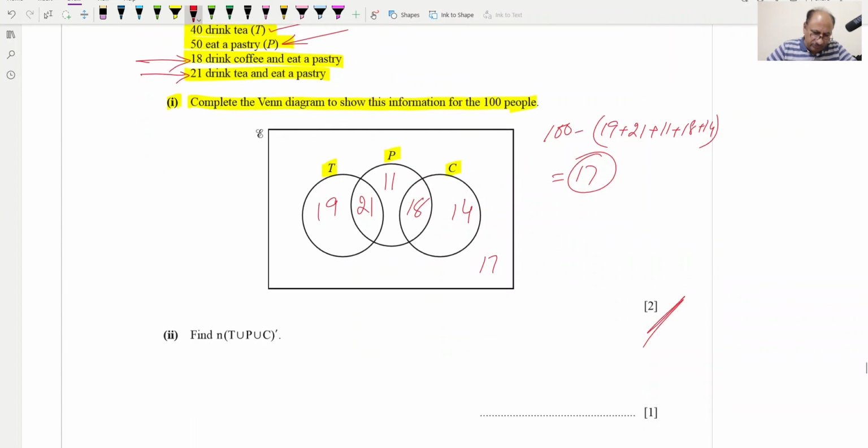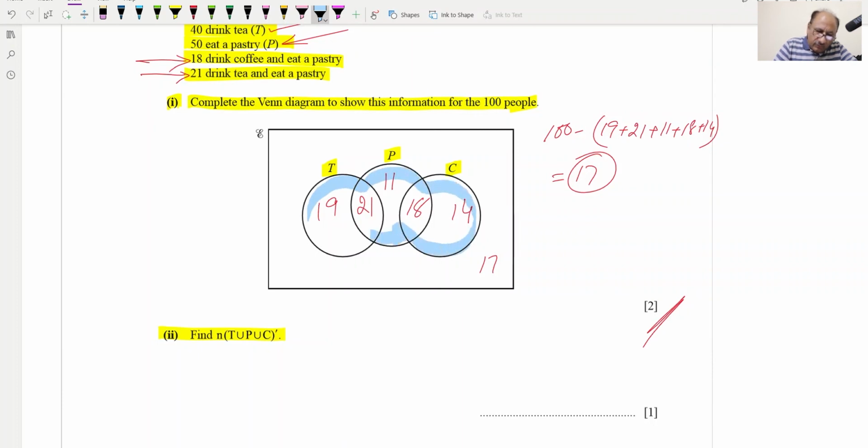Hopefully you understood this. And they are saying find n of (T union P union C) complement. So this is what this is: union of all three will be this one.